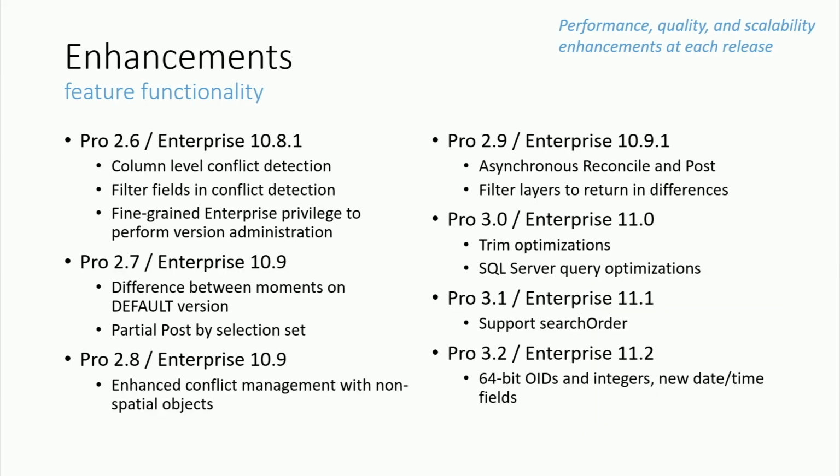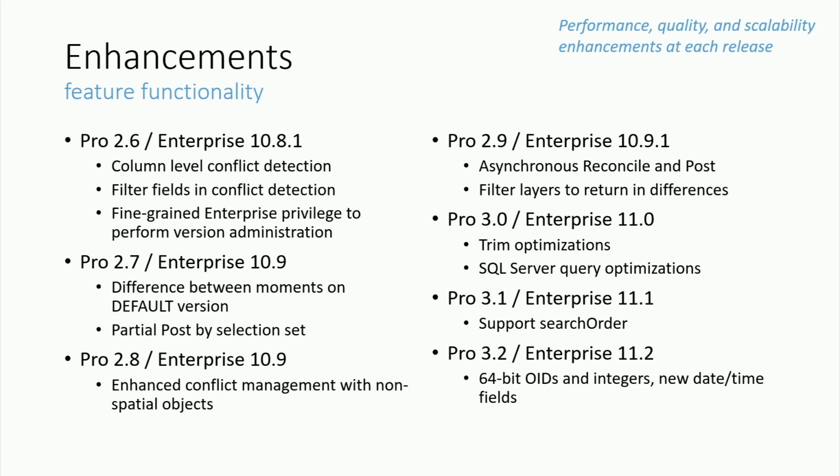Now, what have we been keeping ourselves busy with on top of branch versioning after it was initially released? I don't know, 10-ish years ago, 8-ish years ago, sometime in there. We can see things like column level conflict detection, filtering fields and conflict detection, fine-grained privilege administration, differences like what Hussein was talking about, differences between moments on default was supported at 10.9.